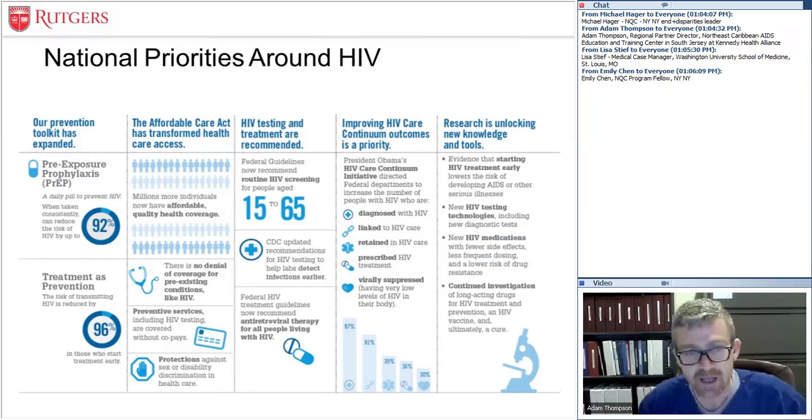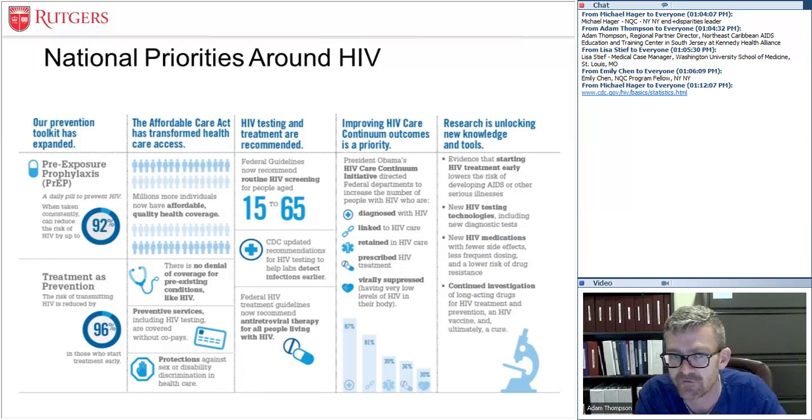All right, so this is a graphic that some of you may be familiar with, and it was disseminated around the time we were having larger discussions around new frameworks around our national priorities. And it was just to really make sure folks understood how much the landscape had really changed around the country in relationship to HIV prevention, treatment, and care.